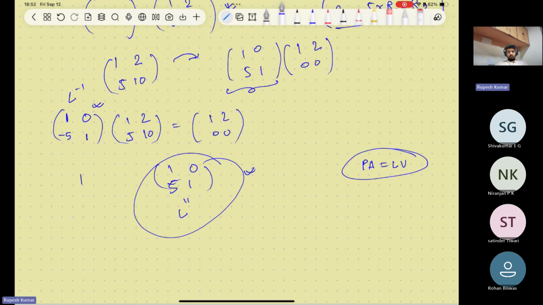Shiv Kumar is raising their hand. Can you type? Yeah. Yeah, Shiv Kumar, can you ask your doubt?